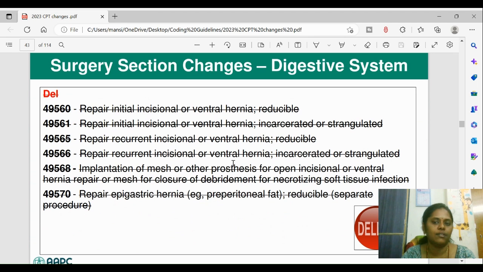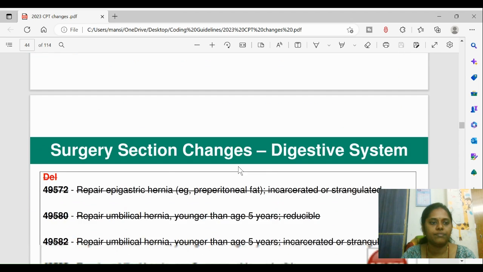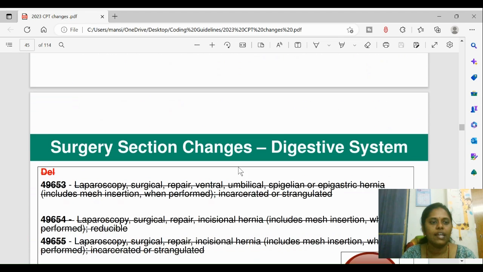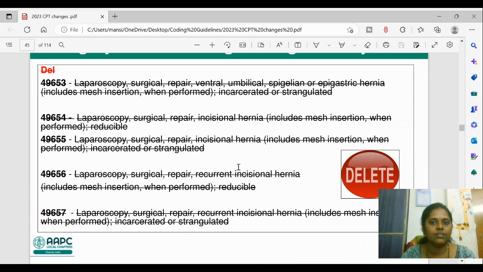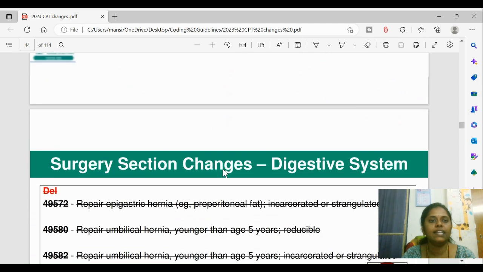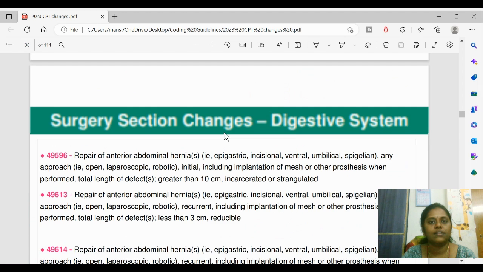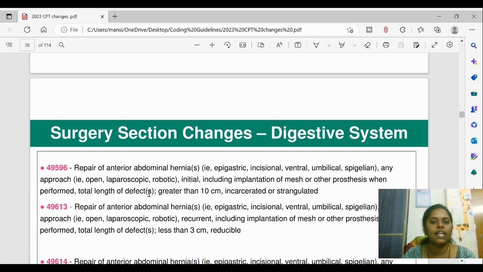These are the deleted hernia, old hernia repair codes. See, all were deleted. Earlier it was confusing, but now here it's very clear. Any type of abdominal hernia is based on the length of the defect and based on whether it is initial or recurrent and whether it is reducible or incarcerated or strangulated, the code sets are divided. So this is all about hernia.